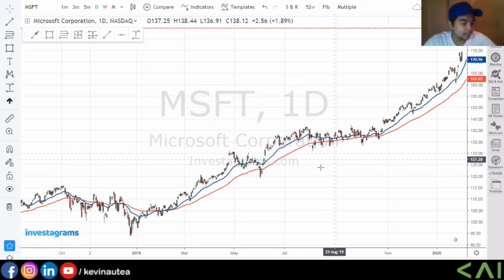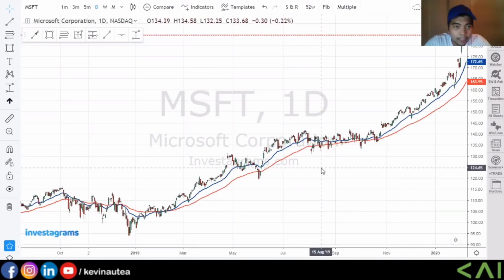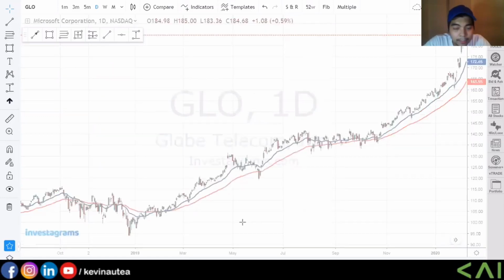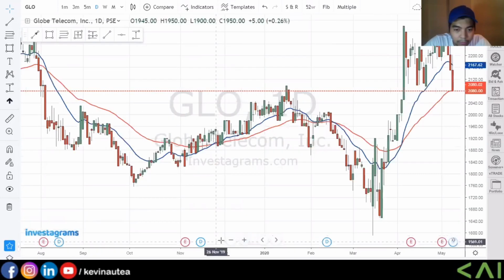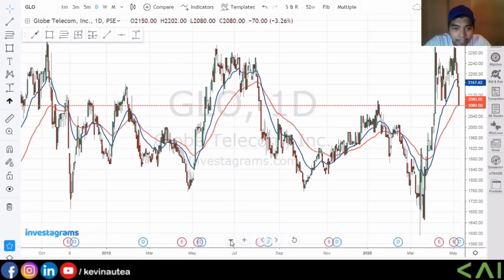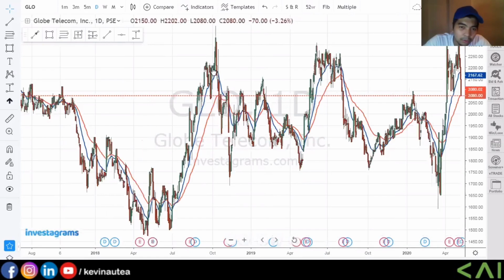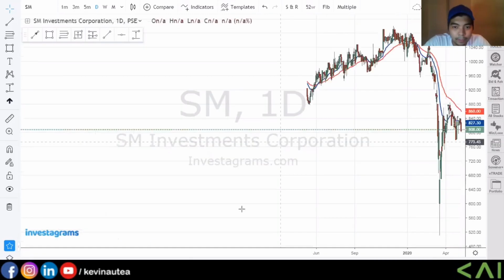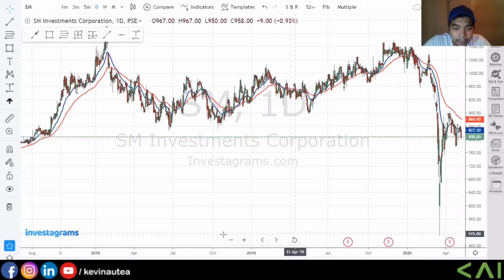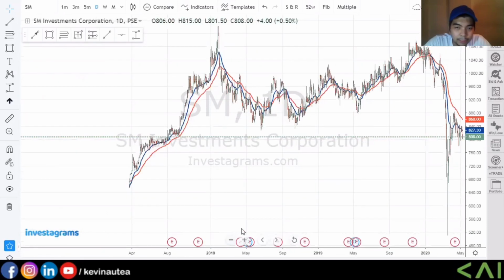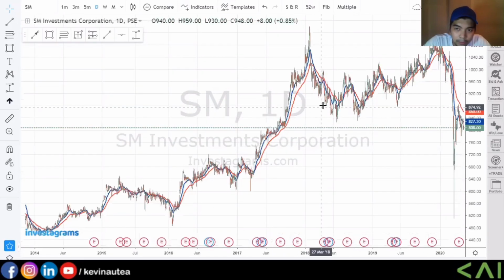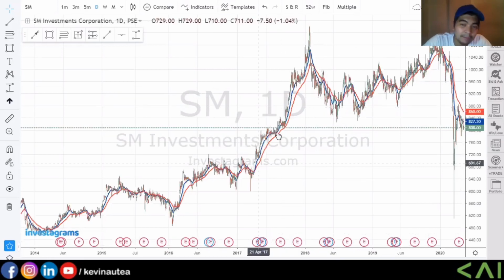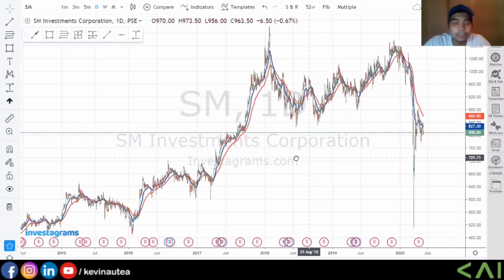This EMA doesn't apply to all stocks. Let's go back to the Philippines. For this one, Globe. Globe has been moving sideways, so you cannot really see a pattern at this point. And so with SM, you cannot really see a pattern from these stocks. Right here, the consolidation stage, or maybe you can ride at these levels or at these points.